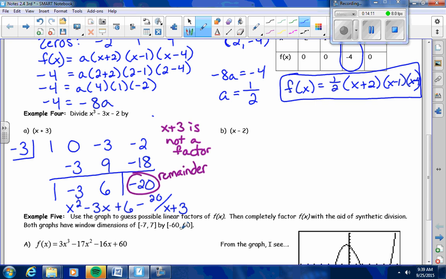Okay, let's try the other one. The other one, we're dividing that same polynomial by x minus 2. So I need to write out the coefficients, 1, 0, -3, -2. This time, what number goes in the box? What am I checking? +2.